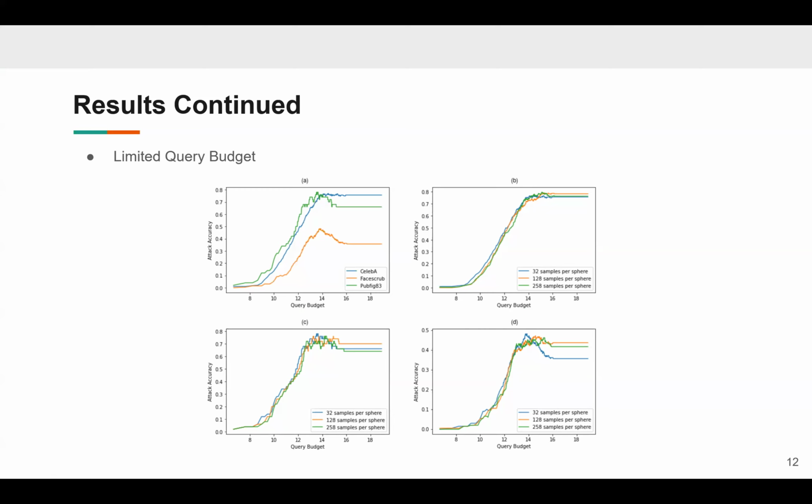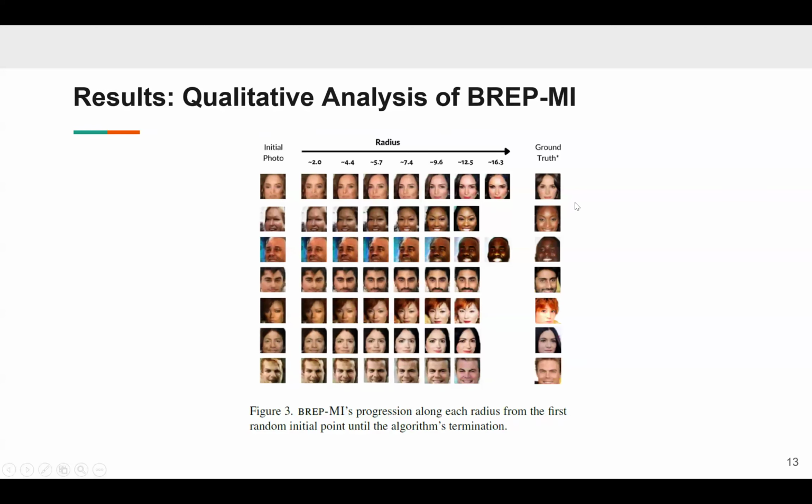And this figure demonstrates how their algorithm performs under different query budgets. We see that the attack accuracy increases exponentially when the query budget increases until it reaches a certain plateau. Moving on, a qualitative analysis of their algorithm can be seen in this figure, and it is noticeable that the first generated image at the beginning of the attack is not a good representative for the target class. The progression of the image towards the ground truth images is clearly seen with increasing value of radius.